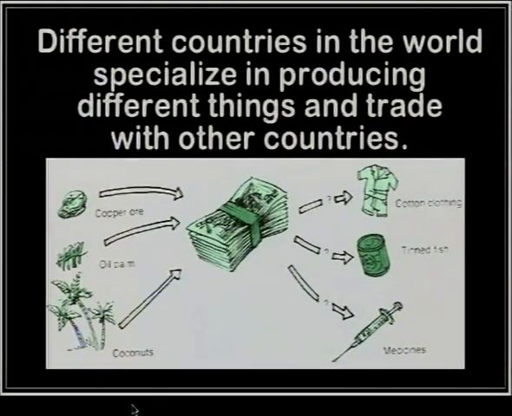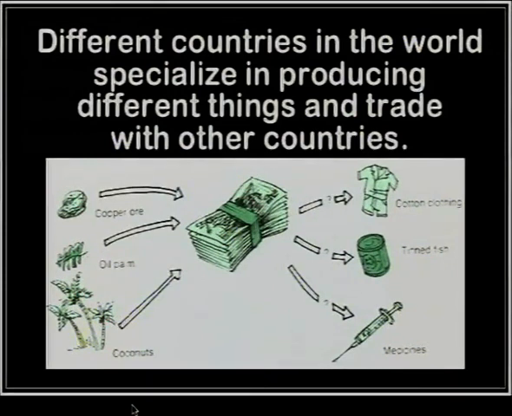We trade our resources, like copper ore, oil palm, coconuts. We trade with other countries, and we receive, what do we receive? We get money, and then what do we use that money to get? Products that we cannot produce or manufacture, for example, clothing, tin fish, medicine. So our resources are being traded from Papua New Guinea.